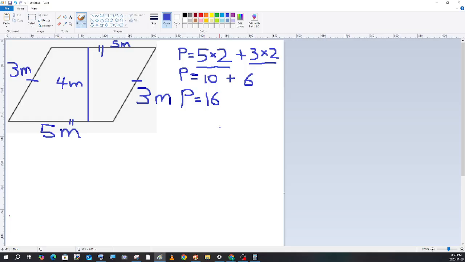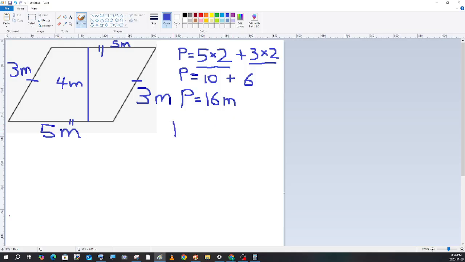Or am I? I forgot something very important there. Does anyone know what it is? Yes, the units. Very good. So I'm going to put my unit after my answer. So it's 16 meters. Okay, 16 meters is our perimeter.